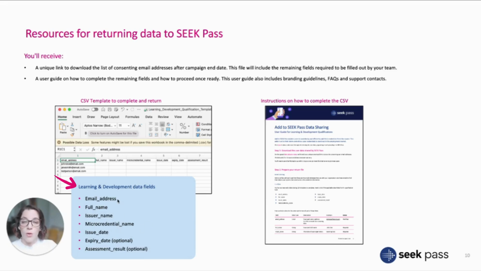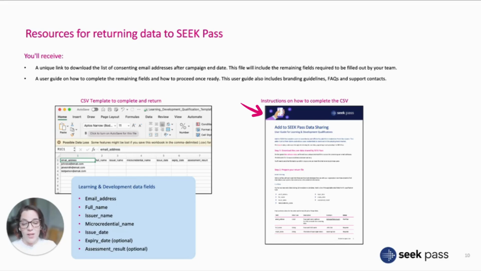Those fields are all mandatory, but for this particular credential type, there's also the option to add an expiry date or the option to add an assessment result. Assessment result is just a string, so it can be a percentage, it can be passed, it can be anything that you need it to be. It can be a score. The details on each of these fields and an example of a completed field is all available in a user guide that you will also be sent.